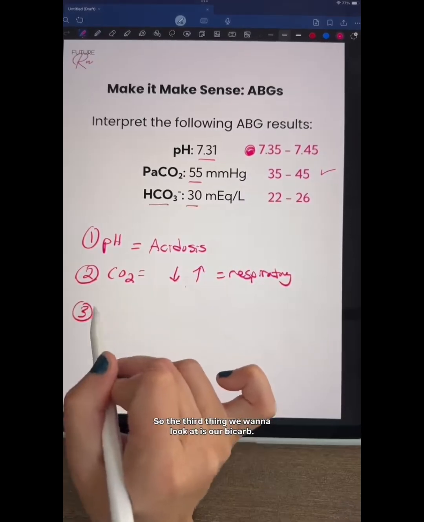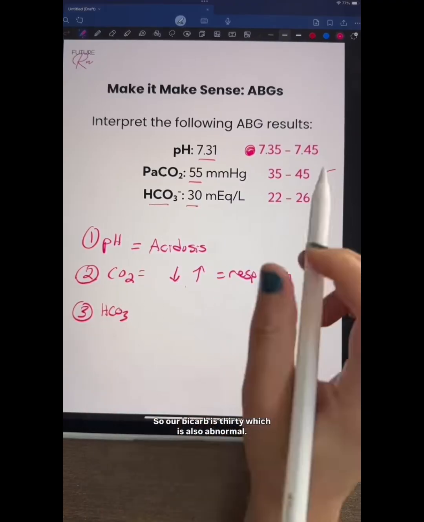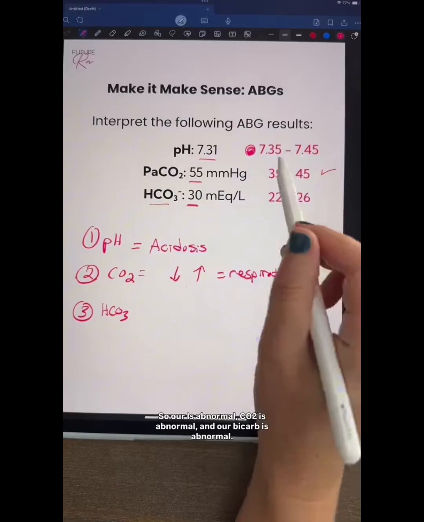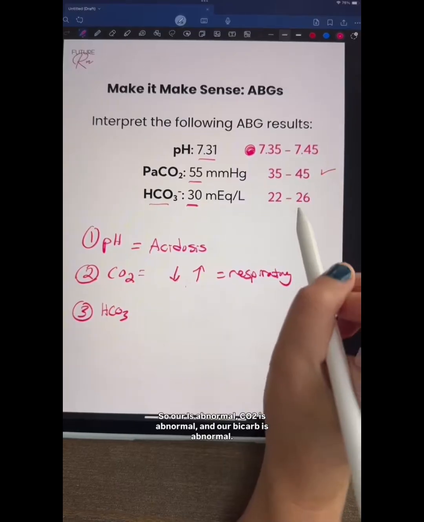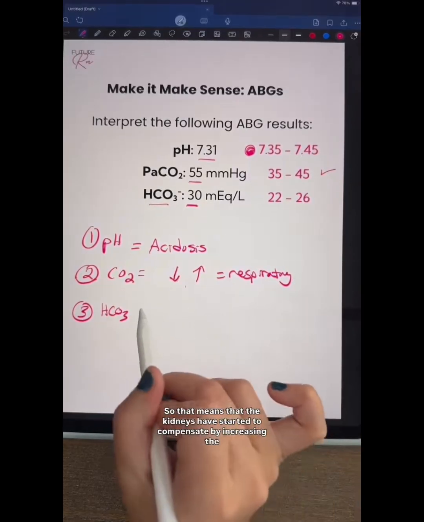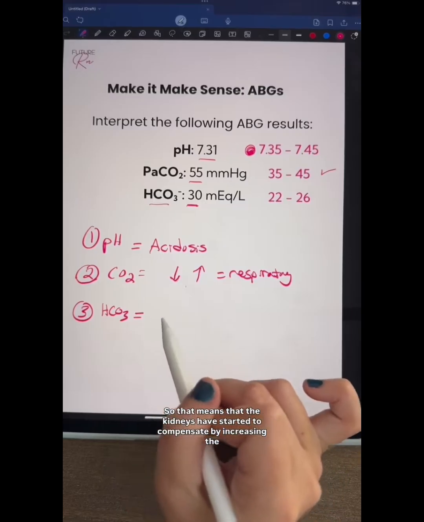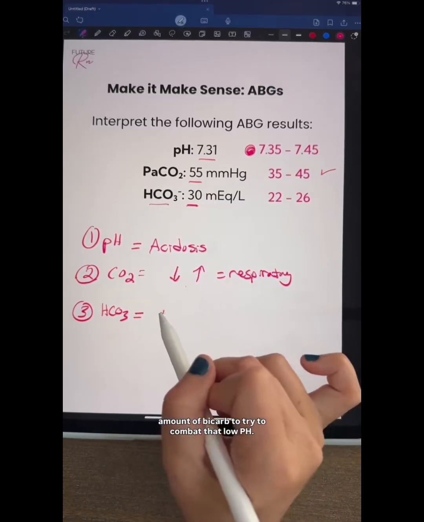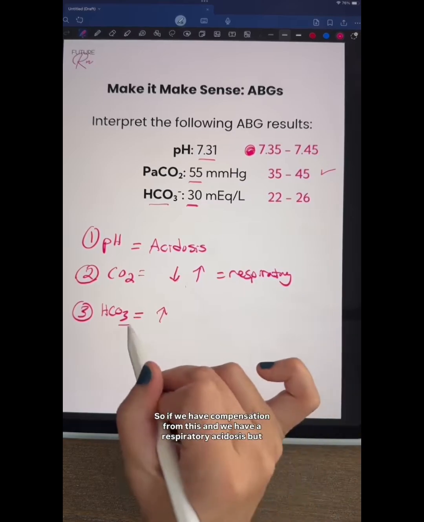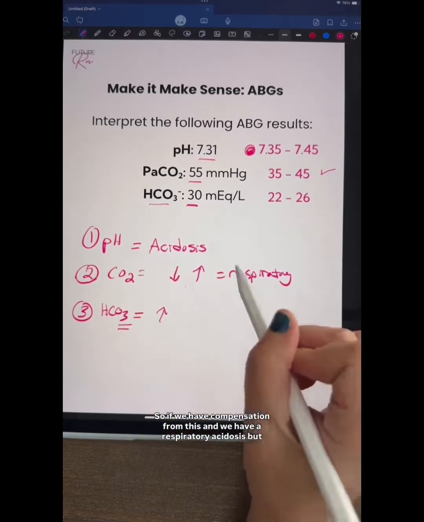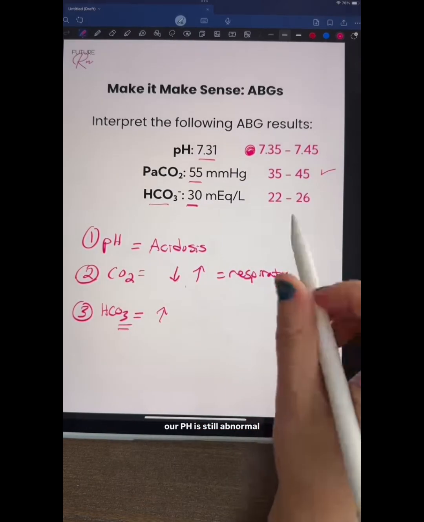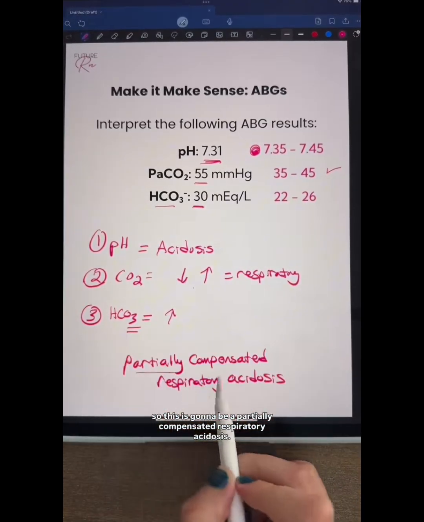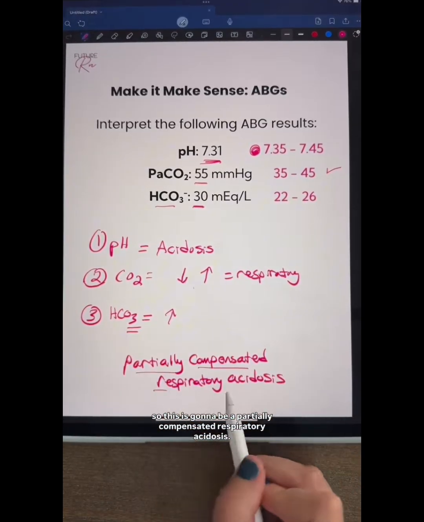So the third thing we want to look at is our bicarb. Okay, so our bicarb is 30, which is also abnormal. So our pH is abnormal, CO2 is abnormal, and our bicarb is abnormal. So that means that the kidneys have started to compensate by increasing the amount of bicarb to try to combat that low pH. So if we have compensation from this and we have a respiratory acidosis, but our pH is still abnormal, this is going to be a partially compensated respiratory acidosis.